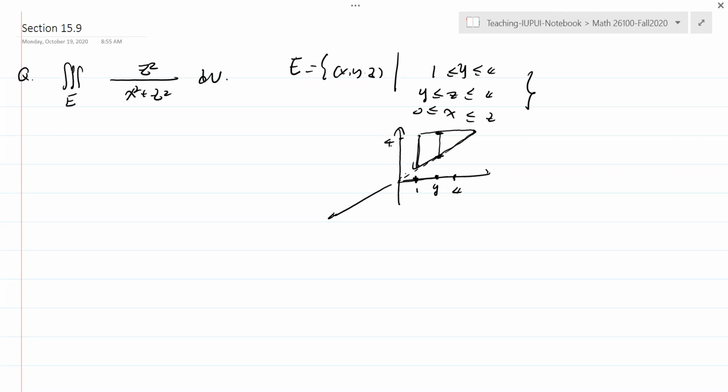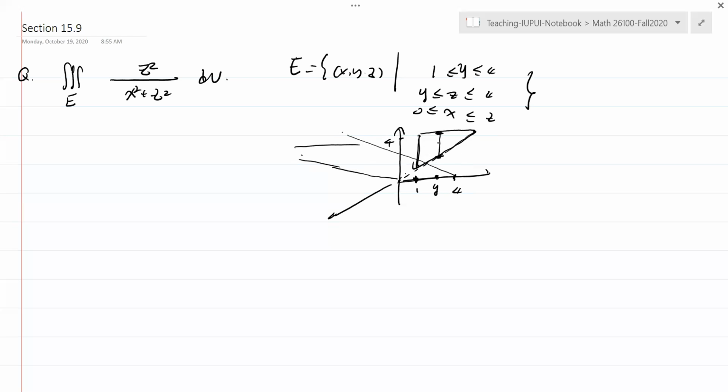And then how about x? X is between 0 and z. When x equals z, this is a plane, passing through that. There's no restriction on the y. So x equals z is this plane.